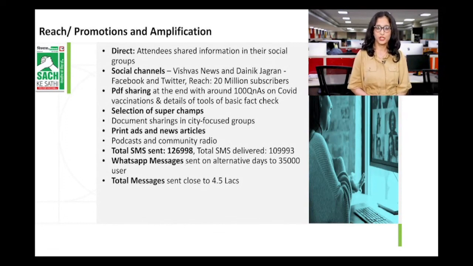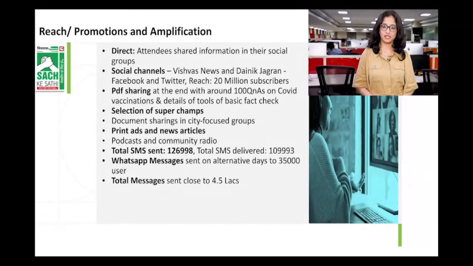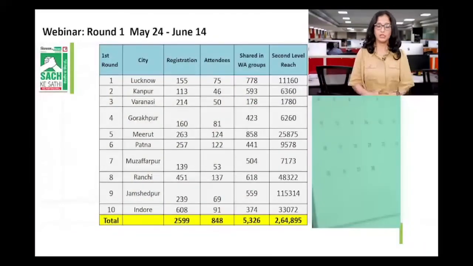Information was also shared through WhatsApp messages. 35,000 messages were sent to users on alternate days, and around 0.45 million messages were sent in total. The first round was conducted from May 24th to June 14th.